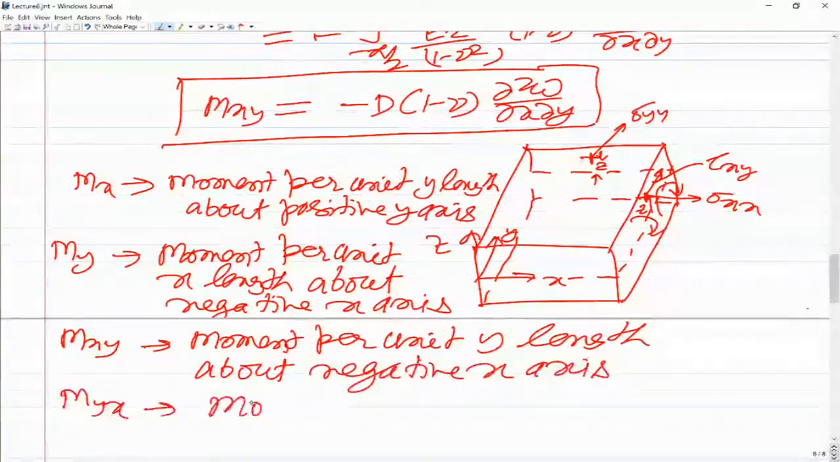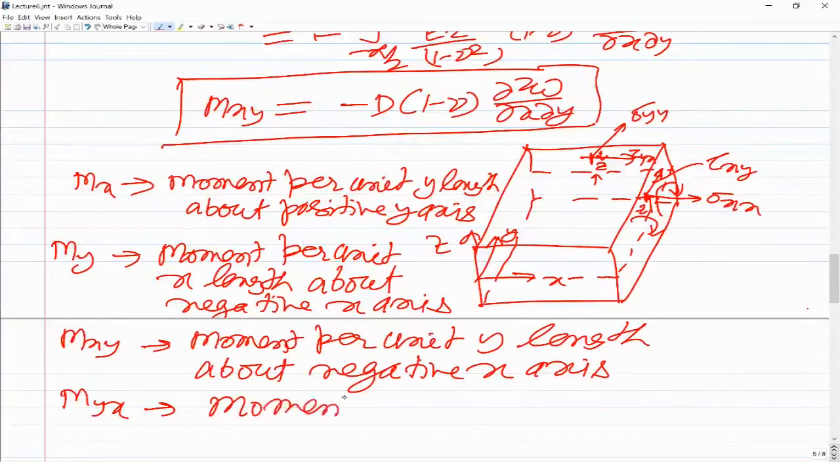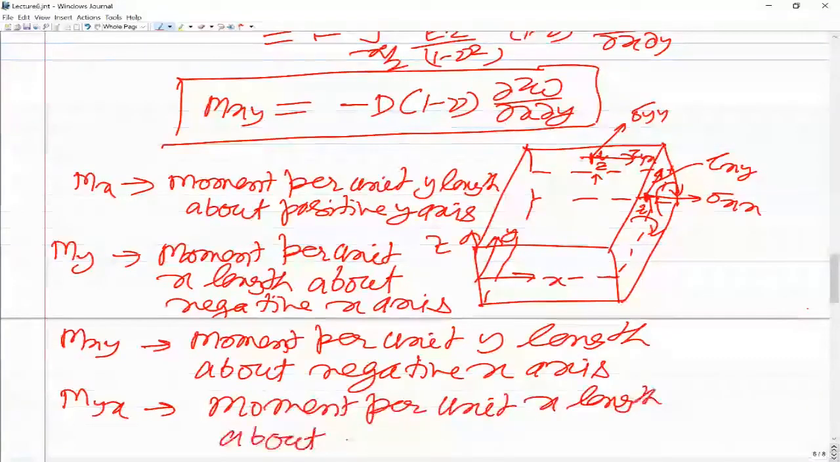We will check myx. Now tau yx here is going to be in this direction, so this would be tau yx, and when you multiply by dz and into z, that would produce a moment about the positive y-axis. So this is the moment per unit x length about the positive y-axis.